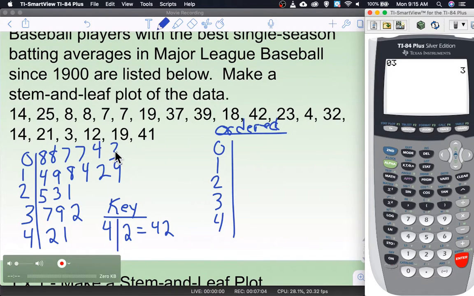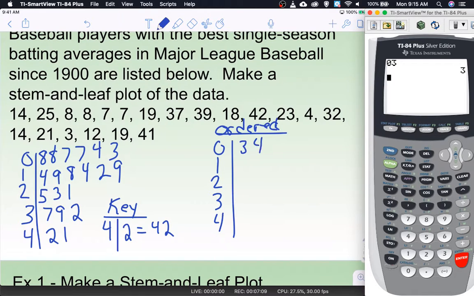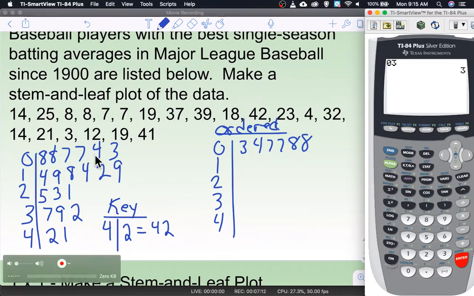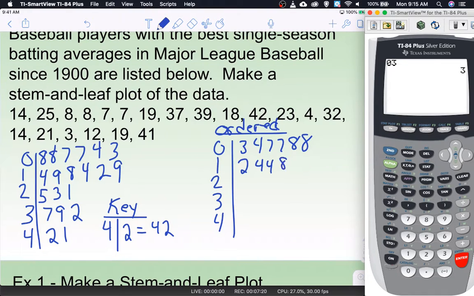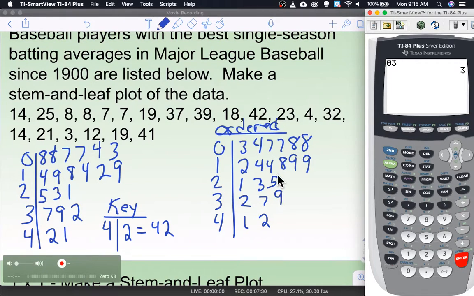So these numbers in order would go 3, 4, 7, 7, 8, 8. I just looked at this list and put them in order. Looking at this list, I'm going to put them in order. So it would be 2, 4, 4, 8, 9, 9. 1, 3, 5. 2, 7, 9. 1, 2. There. That's called an ordered stem and leaf plot. This side is your stem, this side is your leaf, and you'd still need a key to go along with it. I'm just going to leave this key for both of them.